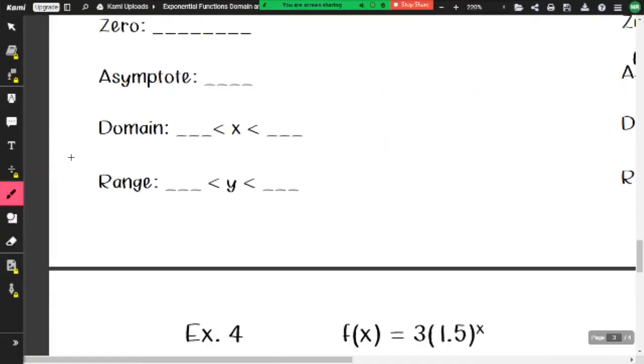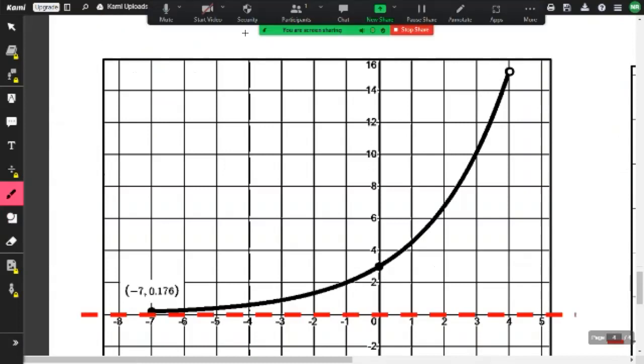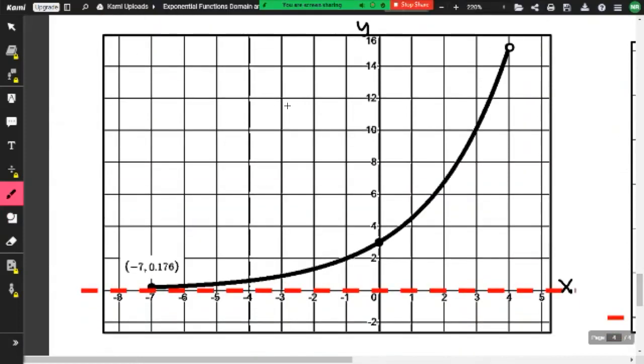All right, example 4. What do we need to label? Your X and Y axis. Okay, what else do we need to label? Your Y intercept. I'm going to go ahead and put my Y intercept down here. What is the Y intercept? 0, 3. Put an X and a Y over it. Okay, what else do we need to label? We're going to put the X and the Y over that one.